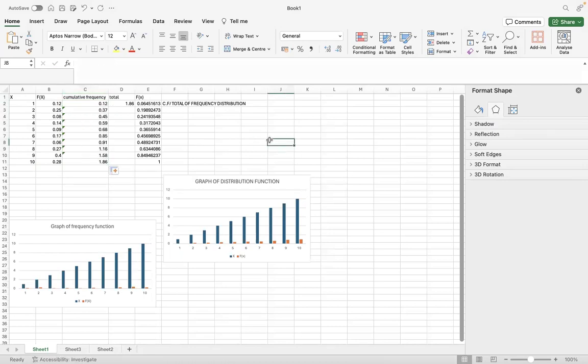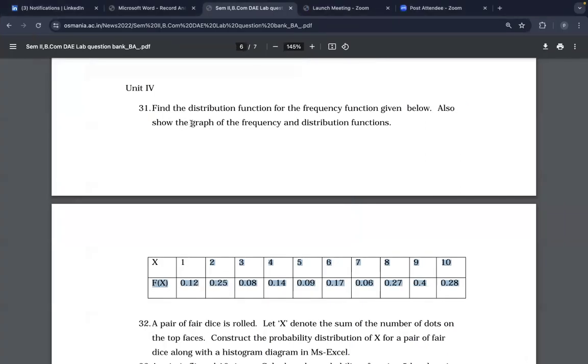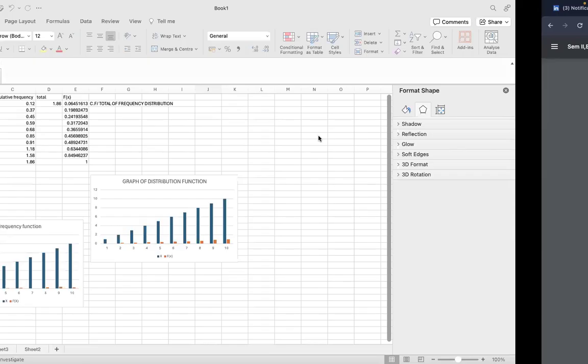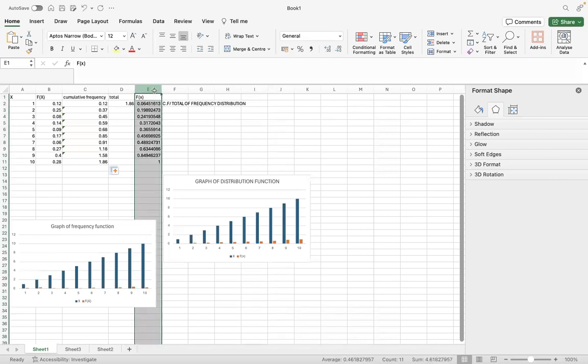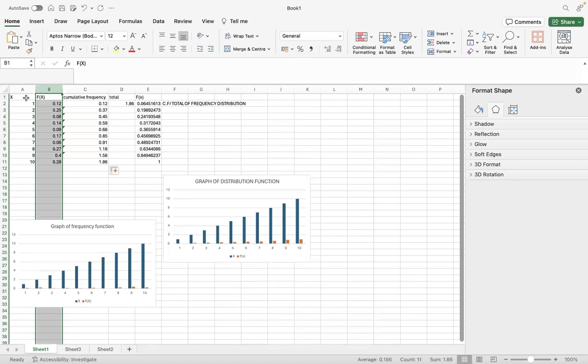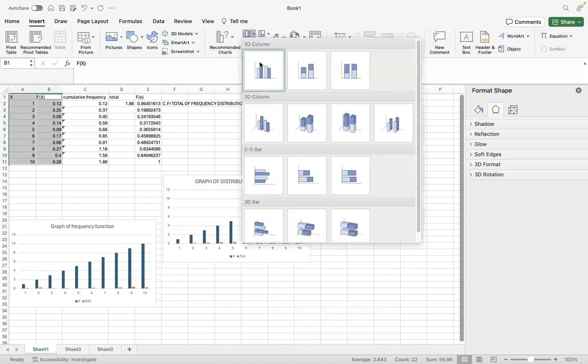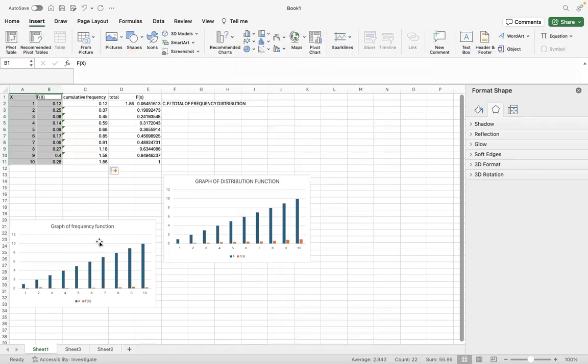Once it is done, they are asking you to show the graph of the frequency and distribution functions. They want the frequency function and the distribution function also. The distribution is the E column, and this one is the B column. So select X, press Control on your keyboard, and select the B column. I want the frequency graph. Just go to Insert, and click on the first chart. Automatically you will see the graph of the frequency function.